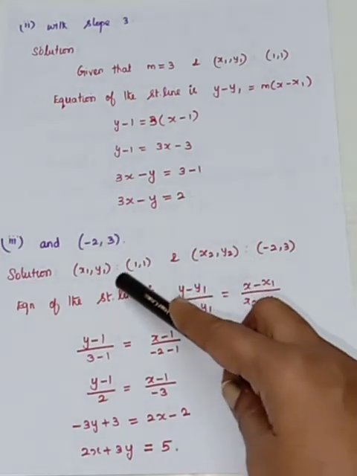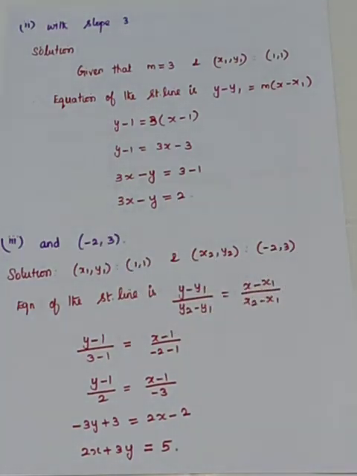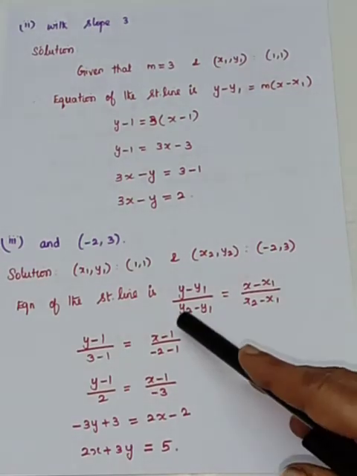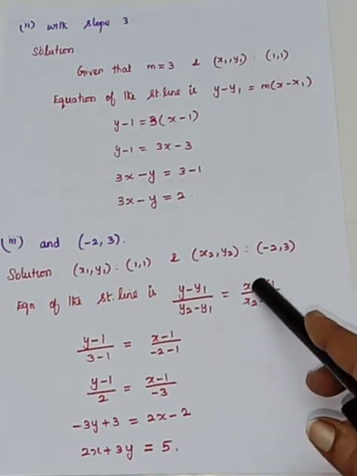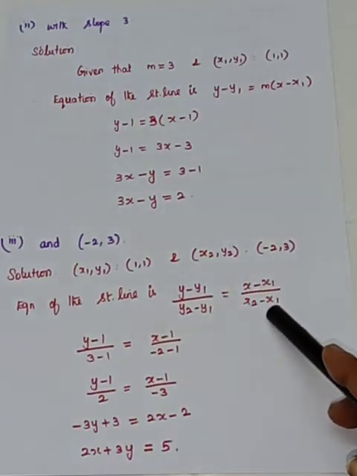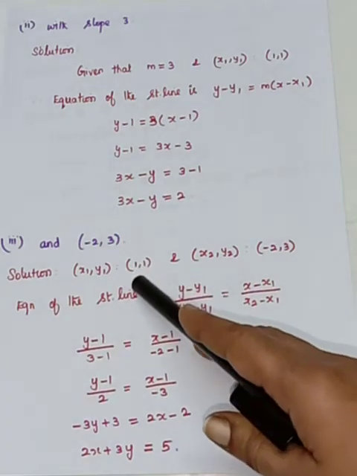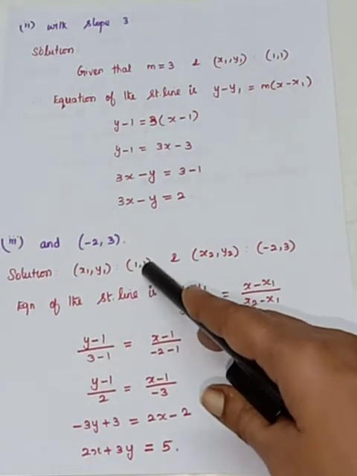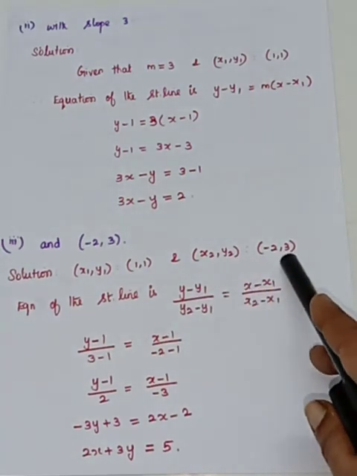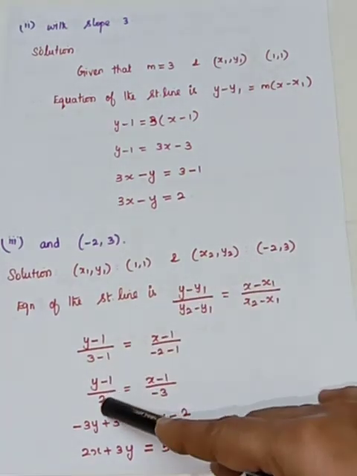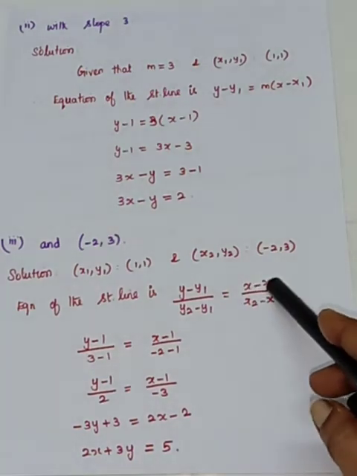So how many points here you are having? 2 points are given. How to write the equation of the straight line? The formula is y minus y1 divided by y2 minus y1 is equal to x minus x1 divided by x2 minus x1. So here, y minus y1, in the place of y1 you have to substitute 1, divided by y2 minus y1, that is 3 minus 1, here it is 2, is equal to x minus x1.